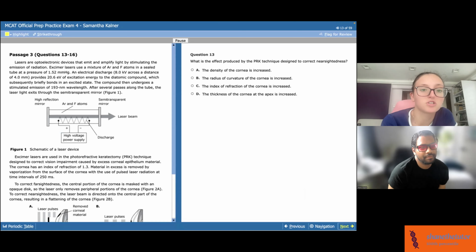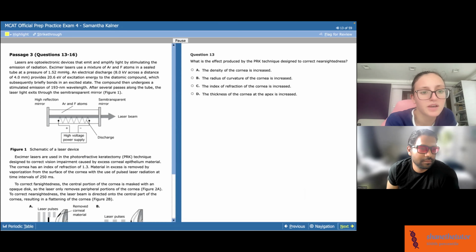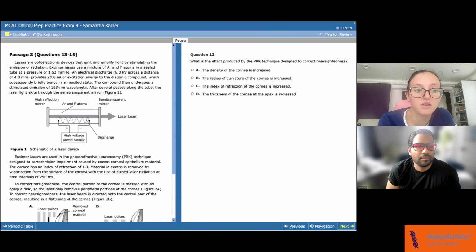Excimer lasers use a mixture of argon and iron, two atoms, in a sealed tube at a pressure of 1.52. An electrical discharge across a distance of 4.0 millimeters provides 20.6 electron volts of excitation energy to the diatomic compound, which subsequently briefly bonds in an excited state.